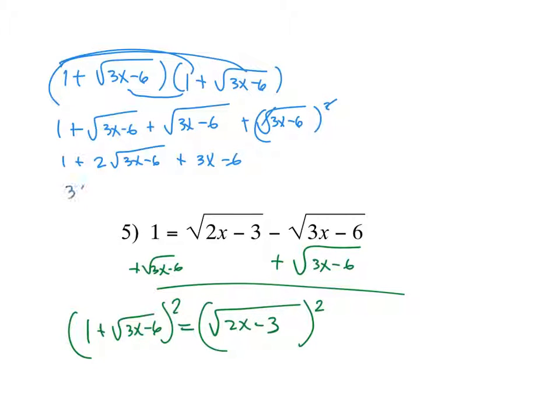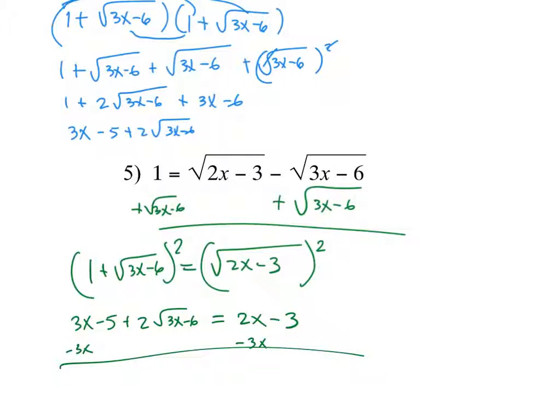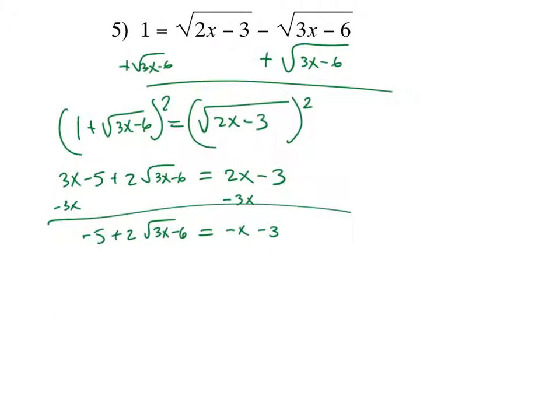So that means that here I have 3x, 1 minus 6 is negative 5, plus 2 square root of 3x minus 6. So that's what I'm going to write right here. So 3x minus 5 plus 2 times the square root of 3x minus 6 equals 2x minus 3. Now I'm going to isolate this square root right here. So I'm going to start by subtracting 3x on both sides. So this is negative 5 plus 2 square root of 3x minus 6 equals negative x minus 3. Then I'm going to add 5 on both sides, so plus 5. So 2 square root of 3x minus 6 equals negative x plus 2.